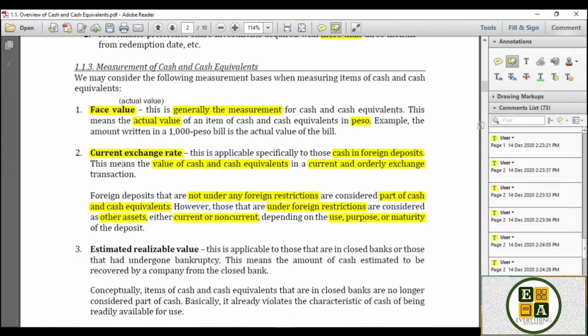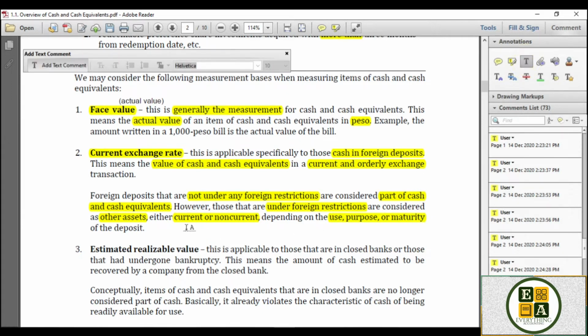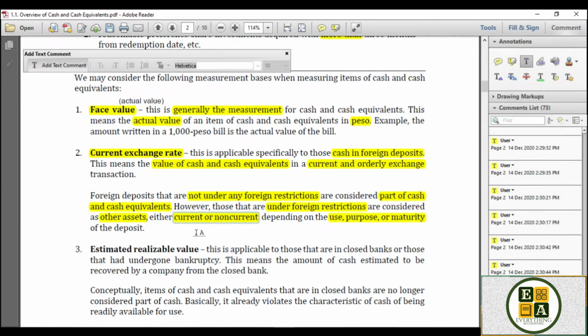Okay? This is the general rule for foreign deposits. Foreign deposits are generally considered as non-current, if not stated in the problem.